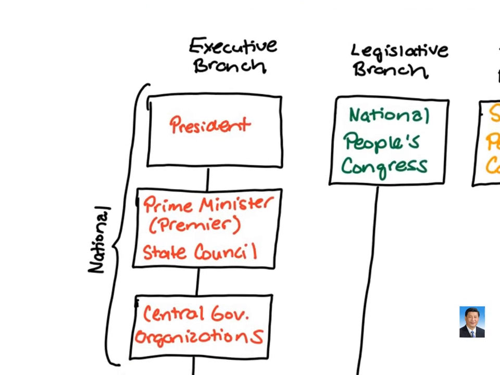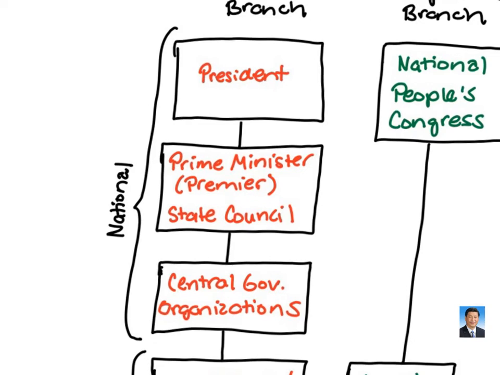The president then appoints someone called the prime minister or the premier. And the prime minister or premier oversees this group called the State Council. The easiest way to understand the State Council is to think of the British cabinet. That is Prime Minister Theresa May and her cabinet. So the State Council is full of a bunch of ministers whose job it is to implement policy.